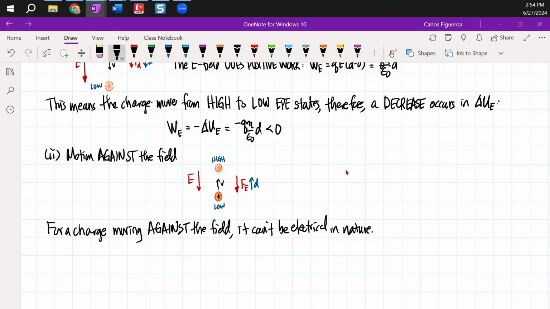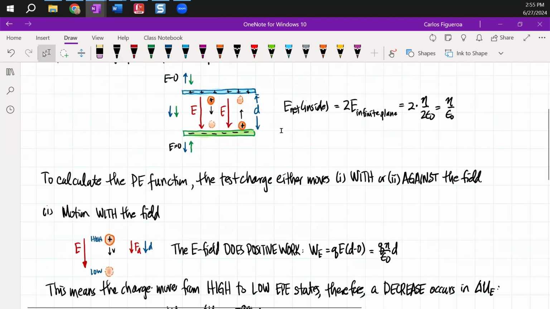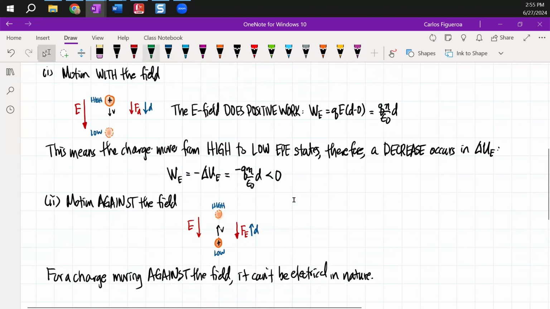And the reason why is that if I have a positive charge right here, the positive charge wants to stay closer to the negative plate than the positive plate. No electrical force is going to force that up. So what we have to have is some other non-electrical force. So I'm going to say that this is an external force and this is non-electrical.